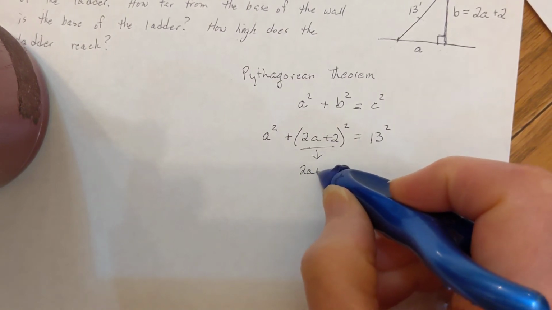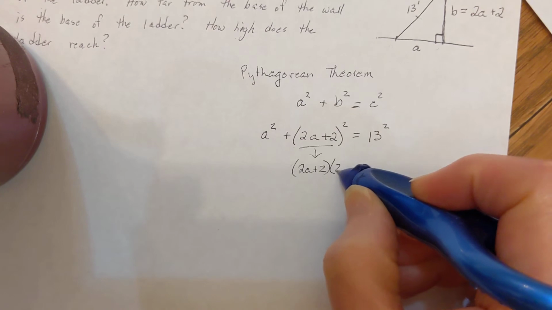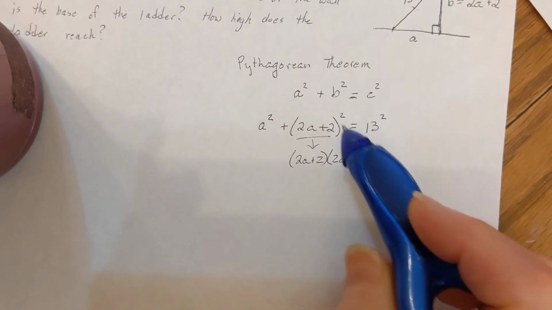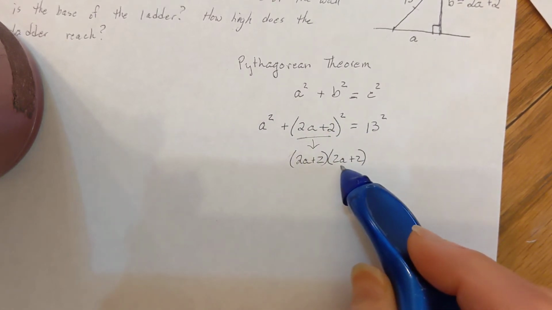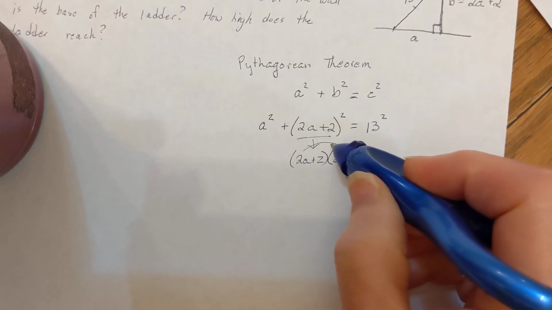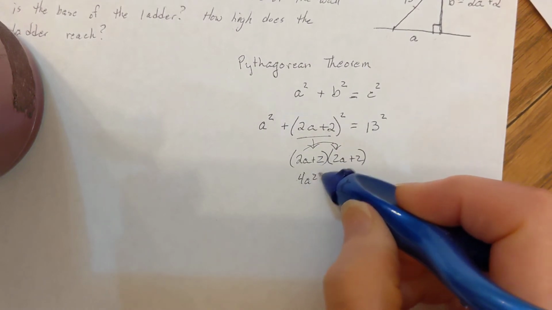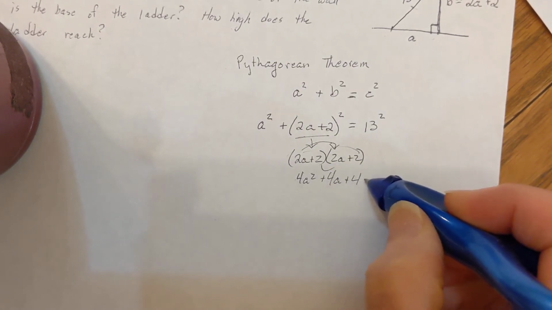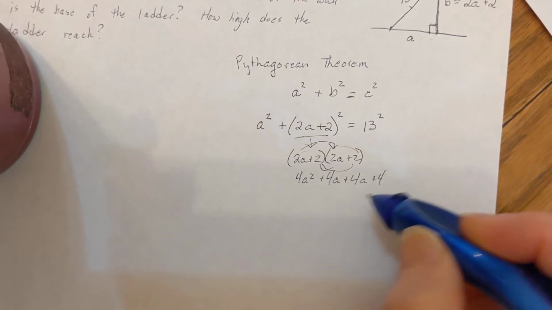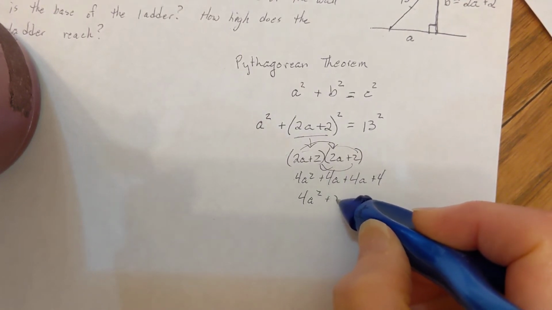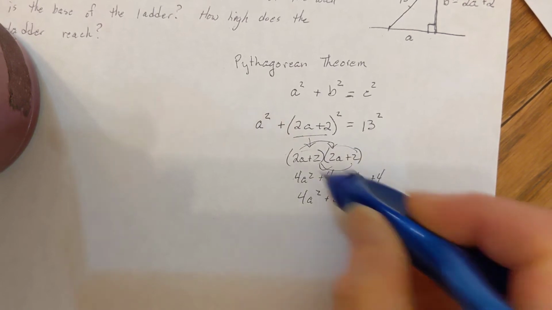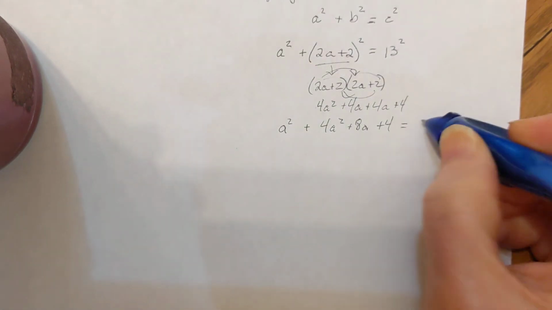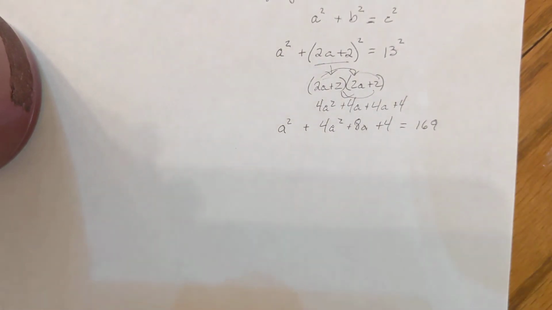If you have not done this often, rewrite it here. 2a plus 2 quantity squared is 2a plus 2 times 2a plus 2, and then expand it out. This is going to give me 4a squared plus 4a plus 4a plus 4, which is going to be 4a squared plus 8a plus 4. And that is added to a squared, and that equals 13 squared, which is 169.